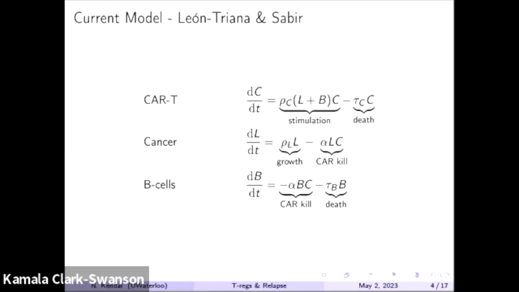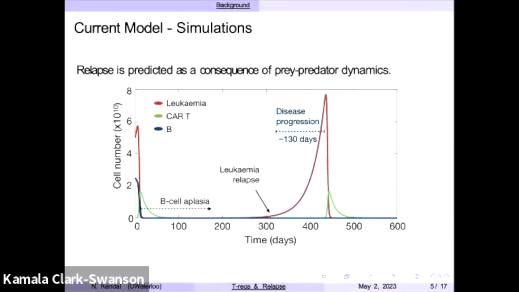You'll notice that it has very few terms, which is great when you want to be able to understand exactly what your model is doing. And it also has results that are very consistent with other models. So just to take a look at what they have, here is a simulation of where they predict relapse. In particular, they predict relapse as a consequence of prey-predator dynamics. So you'll see, with my lack of pointer, hopefully, that after the leukemia relapses, that red line, there's a little green spike.